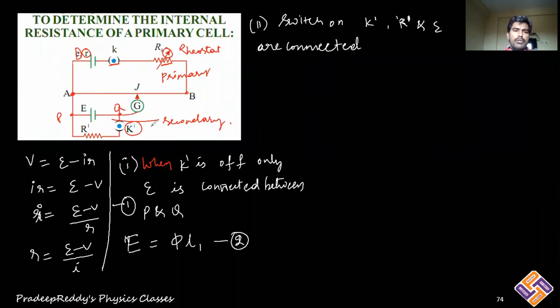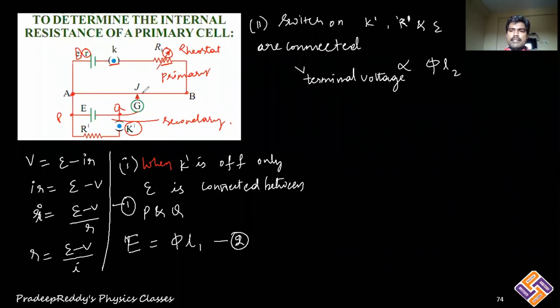R dash and E both are connected in the secondary circuit. Now previously it is only EMF, but now when you are connecting it to an external resistor, what would happen? Definitely there will be some terminal voltage between this PQ. So I can now write terminal voltage V is directly proportional to pi into length L2, because you are connecting an external resistor R dash in the bottom circuit. The terminal voltage between P and Q will be varied than that of the previous.